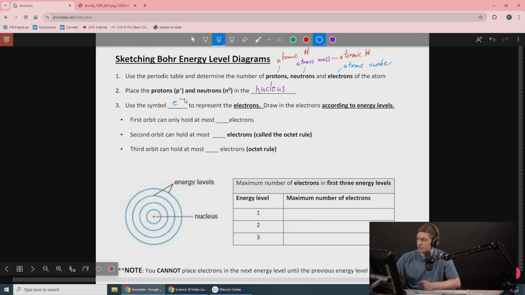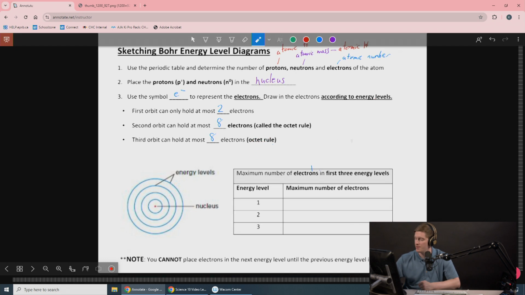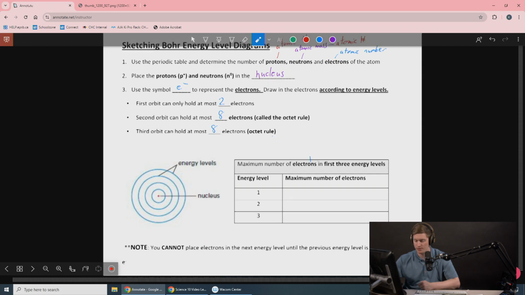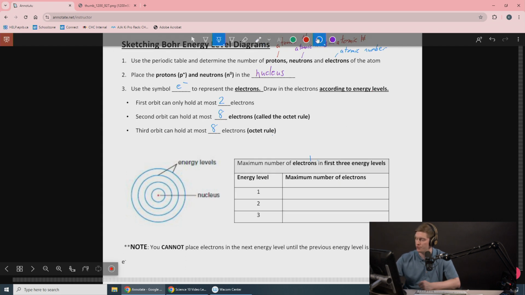Remember that the first energy level can hold at most 2 electrons. The second can hold at most 8. The third can hold 8. This is referred to as the octet rule, as 8 electrons. I think octopus in this one. And you should also know that the fourth energy level can hold 18 electrons.